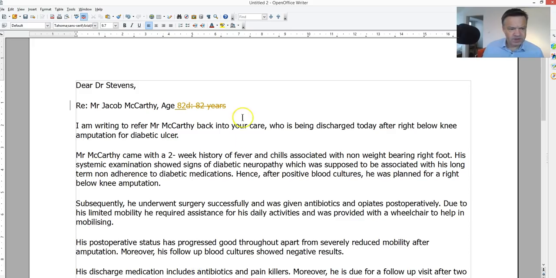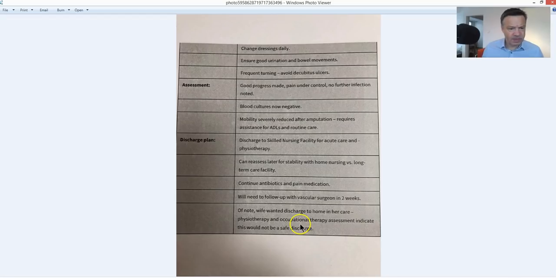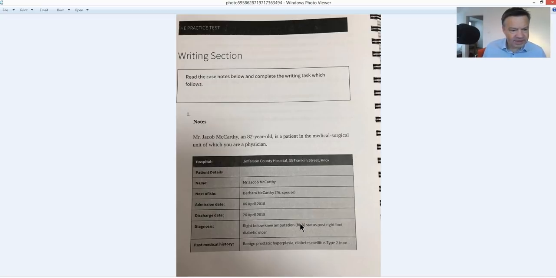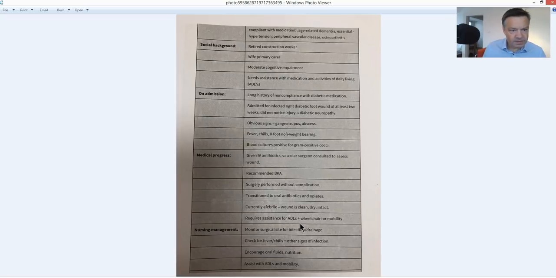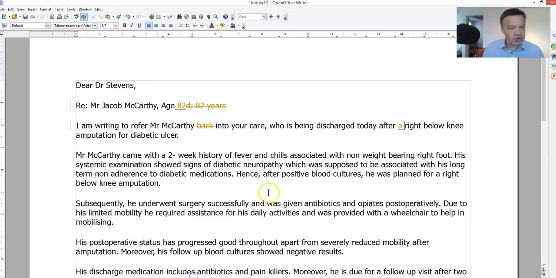So, discharge back into your care. He was being discharged today after a right below knee amputation for diabetic ulcer. So the amputation was for a diabetic ulcer, or it was caused by a diabetic ulcer. You need to be clear. Let's have a look. Diabetic ulcer, diabetic foot wound. Okay. It's good to keep checking the notes.